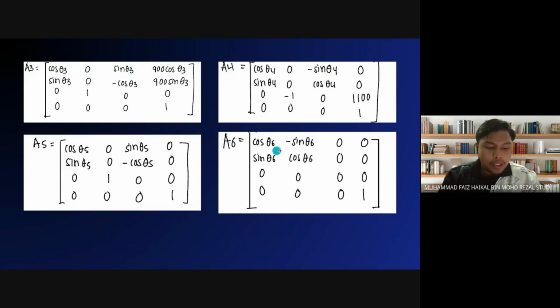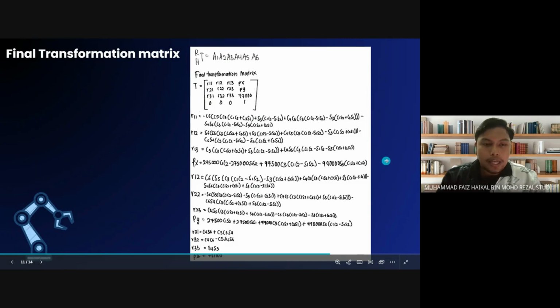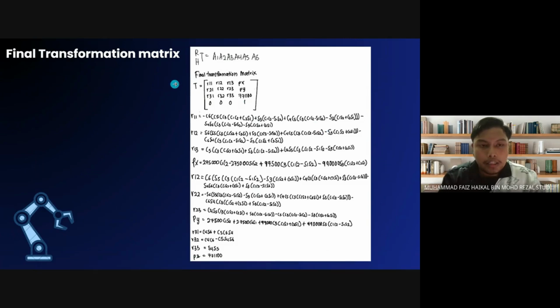After that, we conclude with the final transformation matrix, where we find the T transformation. We can see the final T transformation matrix, which I simplified by assuming R11, R12, R13, and Px. So overall, the values on the matrix we calculate are summarized into a 4x4 matrix for the final transformation matrix. That's all.